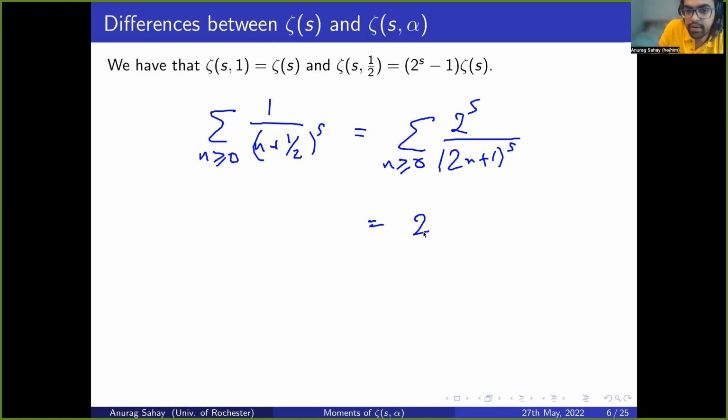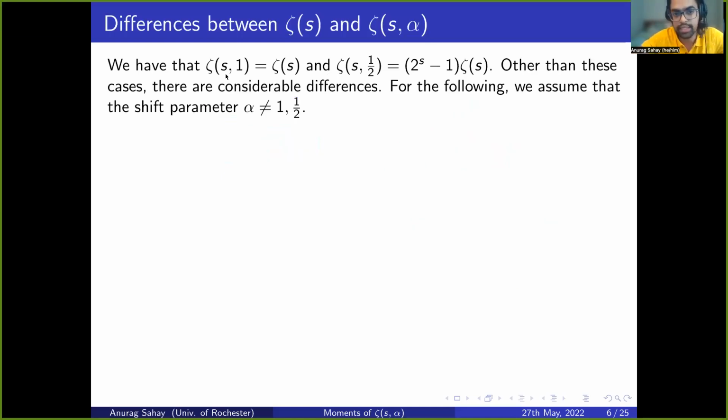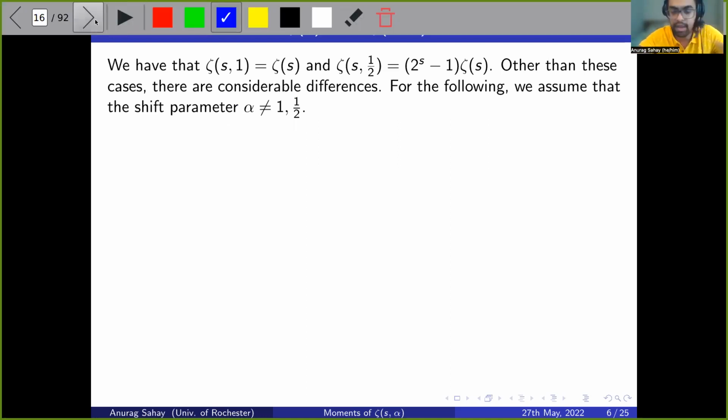And that's basically 2 to the s times the odd part of the zeta function, right? And so if you use the usual Euler product of zeta, that tells you that this quantity is exactly 2 to the s minus 1 times zeta s. So we have these two relationships between zeta s and the Hurwitz zeta when alpha is 1 or 2. But other than these two values of the shift parameter, the Hurwitz zeta function isn't related to zeta in a direct way. And in particular, everything I say on this slide doesn't apply for alpha equals 1 or 2, but it does apply for any other choice.